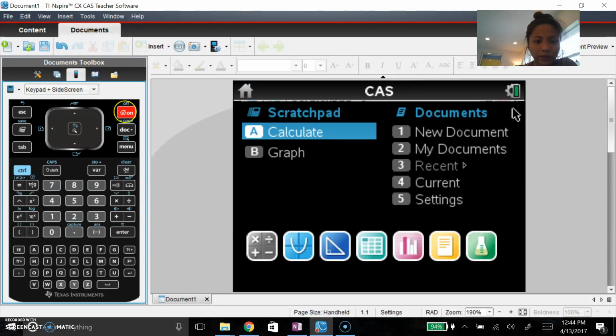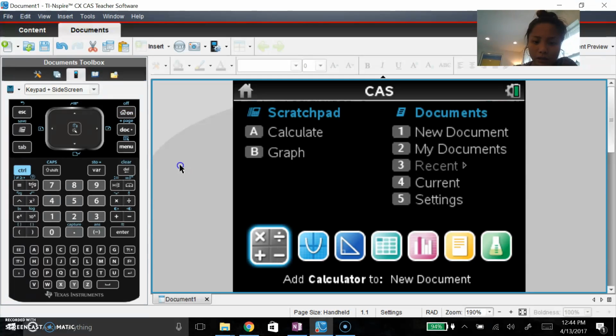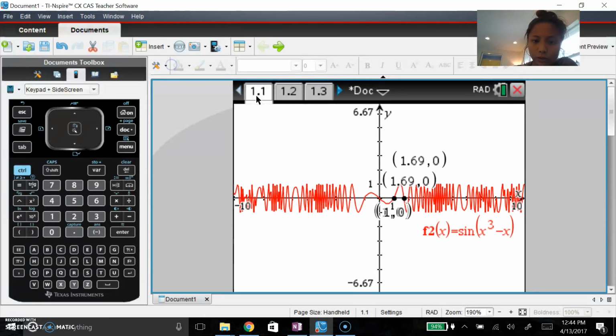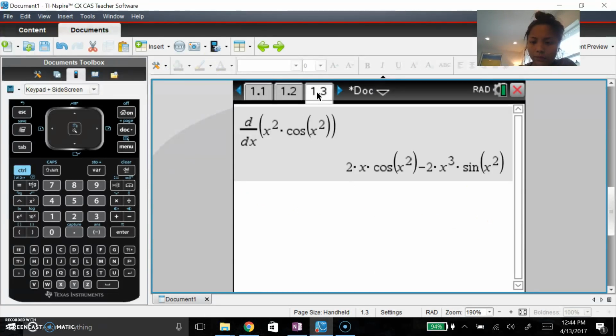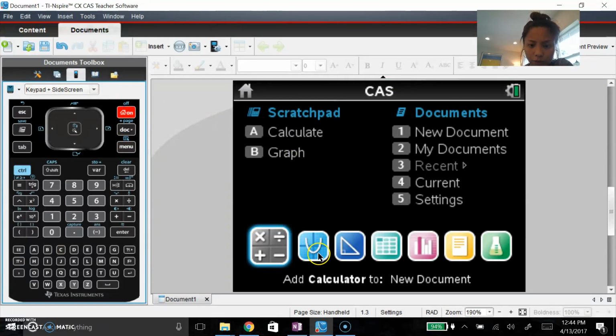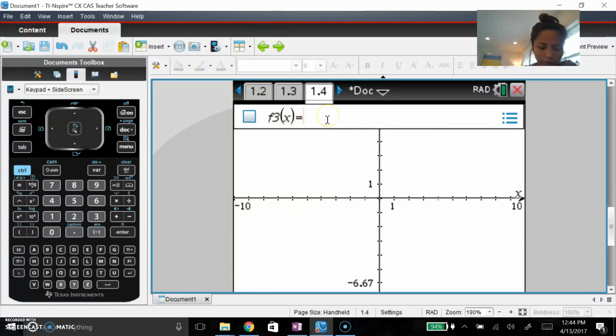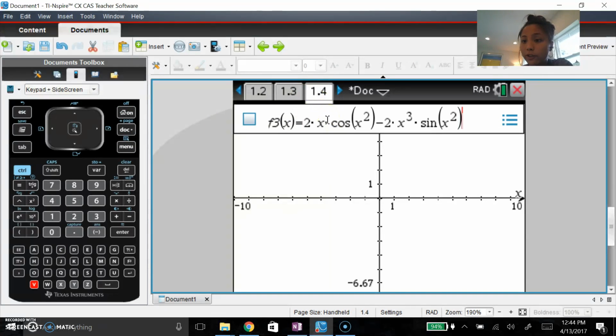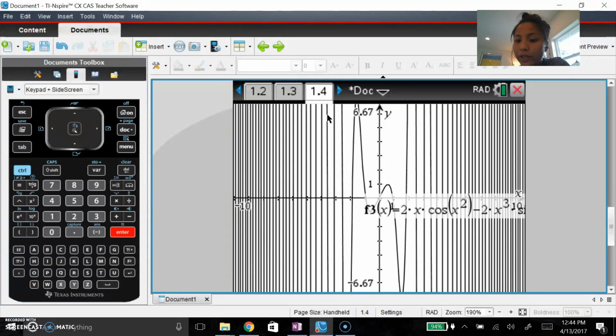Let's go to my calculator. So one way I can do this is go to my problem, highlight my answer, copy it, go to Menu, go to Graph. Okay, so I'm going to graph our derivative. All right, now it looks crazy. Okay, it looks crazy. It should look crazy like this.